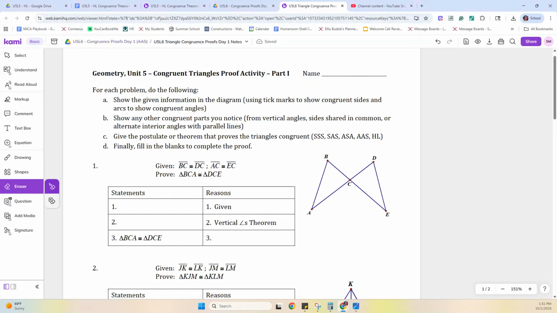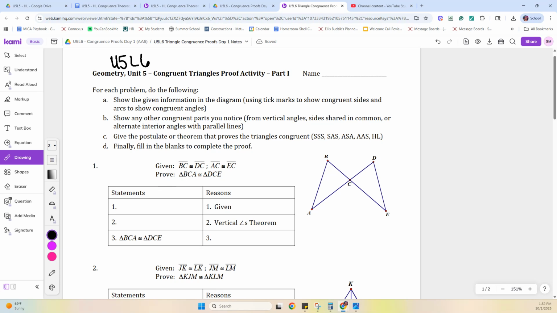We are dealing with Unit 5, Lesson 6. So let me write that at the top of our paper. Unit 5, Lesson 6 is going to be our first jump into something called proofs. And proofs are exactly what they sound like. We are trying to prove something to be true.